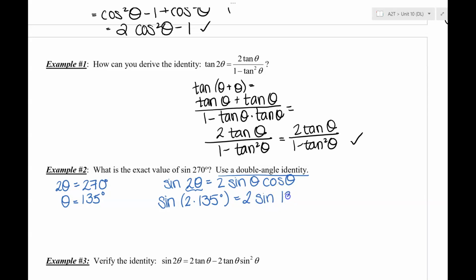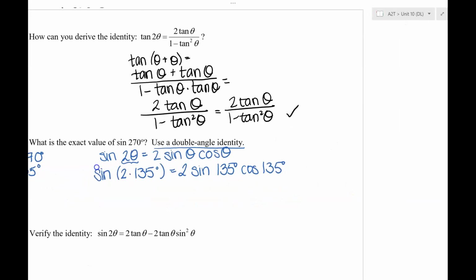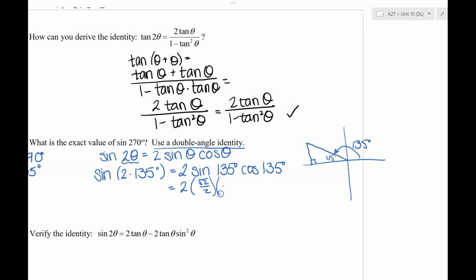So this is 2 times the sine of 135 degrees times the cosine of 135 degrees. Okay, thinking about our Cartesian coordinate plane, right? 135 degrees is in the second quadrant, and, drawing it all out for you, it has a 45-degree reference angle. How did I know that? Because it's 45 degrees away from hitting 180, from getting to that x-axis. So I can then substitute in 2 times the sine of 135 is a positive root 2 over 2, because I'm in the second quadrant, and the cosine is a negative root 2 over 2.